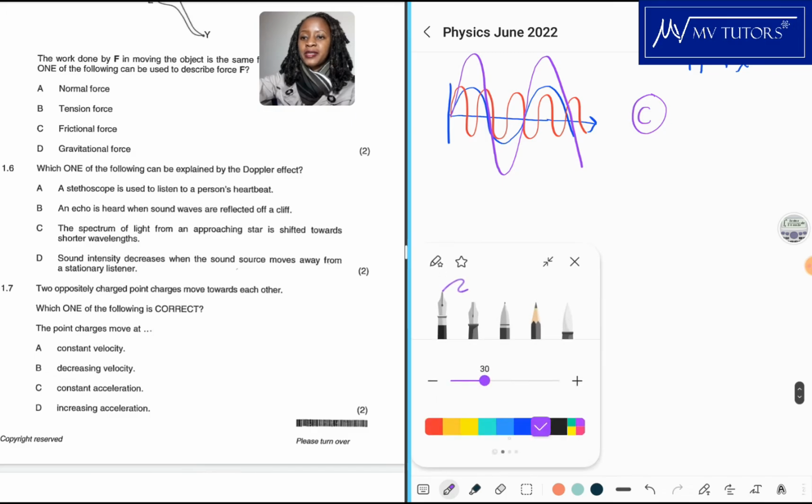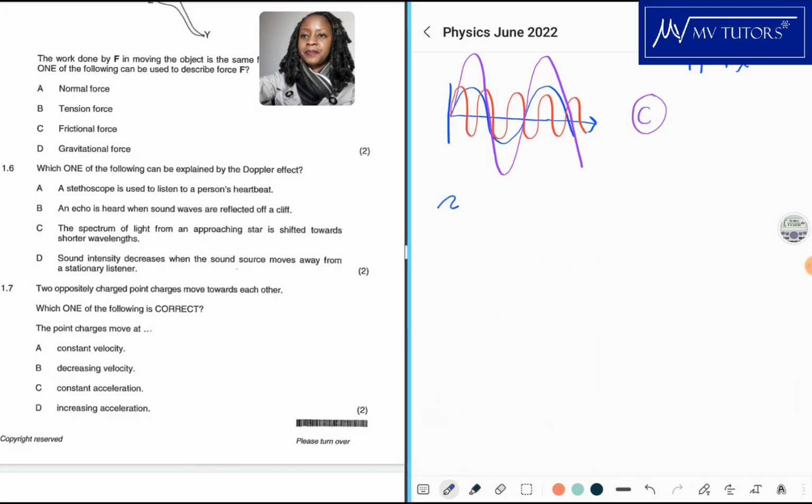And then 1.7, we're almost there. Two oppositely charged point charges move towards each other. If they're oppositely charged, one is negative and the other is positive. Obviously, there's a force of attraction between the two, so they should be moving towards each other. Now it says, which one of the following is correct? The point charges move at a constant velocity.